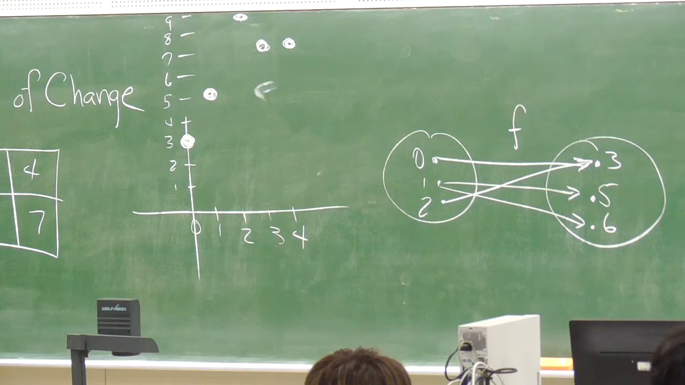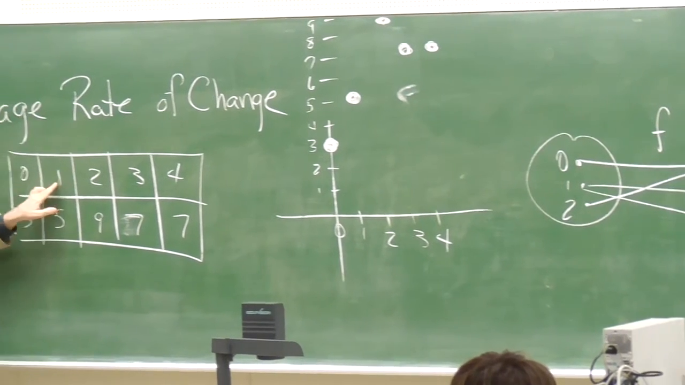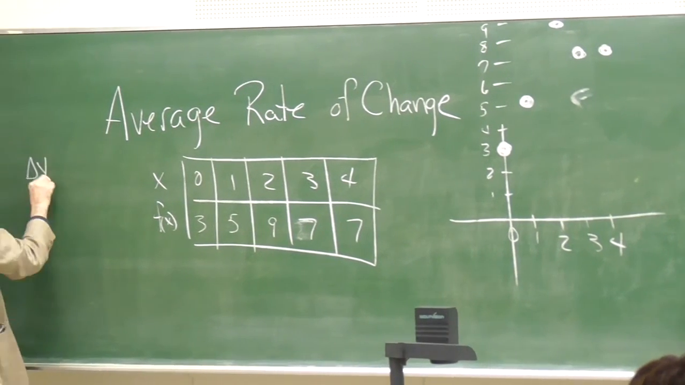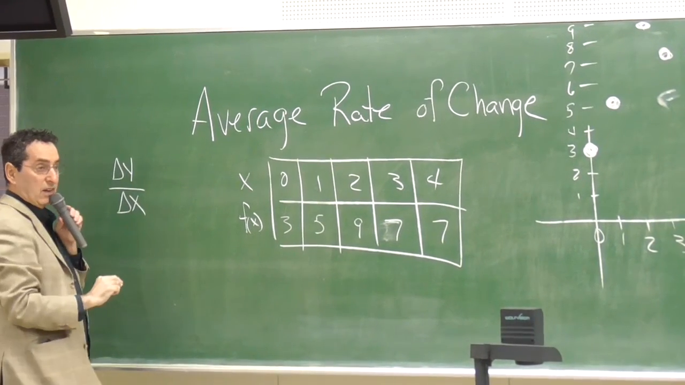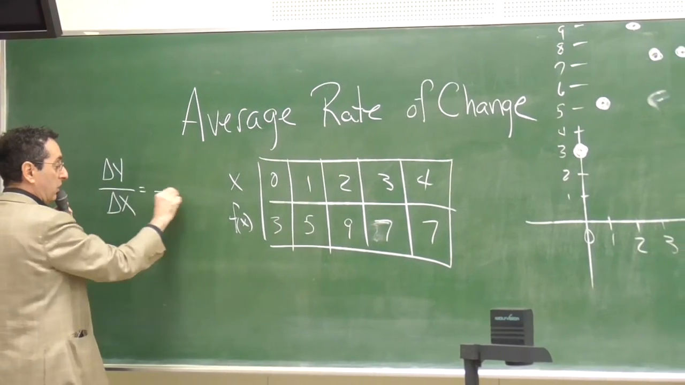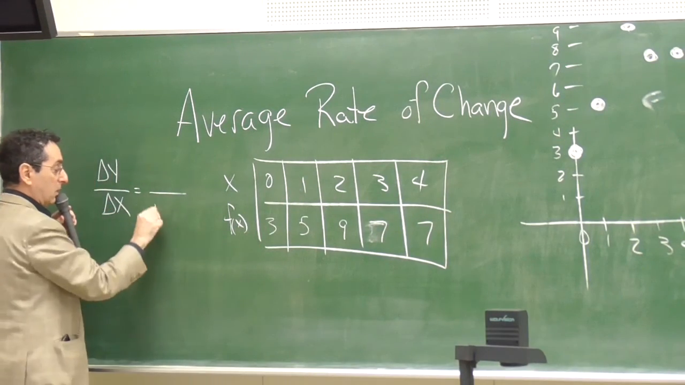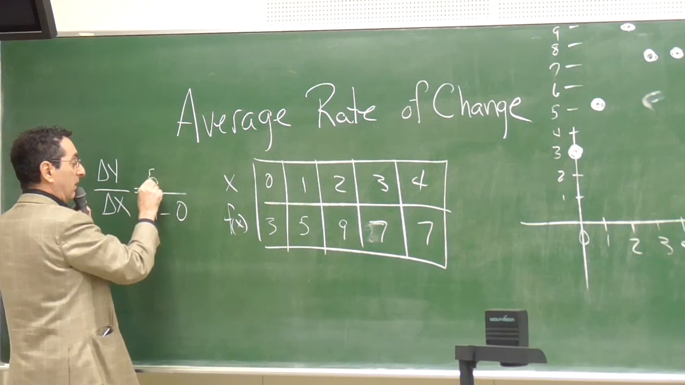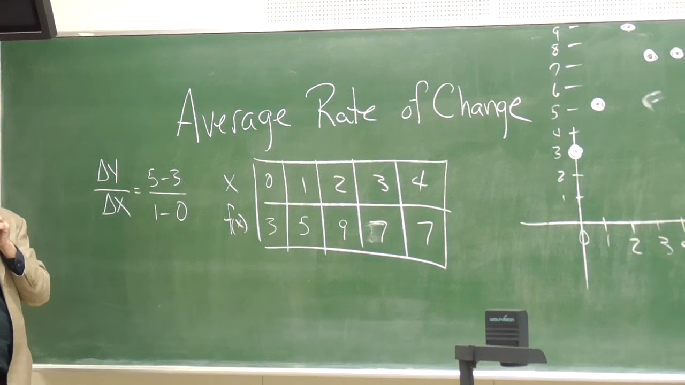What we're here to talk about is the average rate of change. That just means the slope. So if I ask you, what's the slope between 0 and 1? I don't think anybody has any trouble calculating that. The slope means the change in y over the change in x. From 0 to 1, the change in x is 1 minus 0, and the change in y is 5 minus 3. So the slope is 2, right?